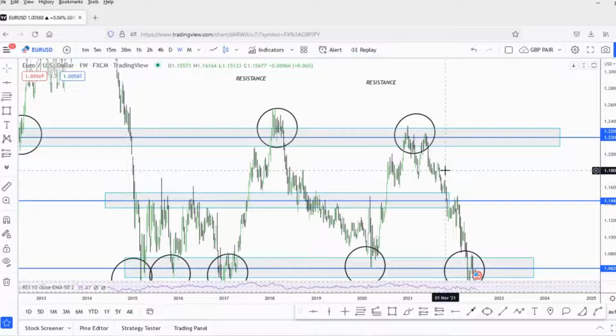Am I a swing trader? Am I an investor? Am I a day trader? Am I a scalper? This is where you try to put a name on it, put a tag on it.